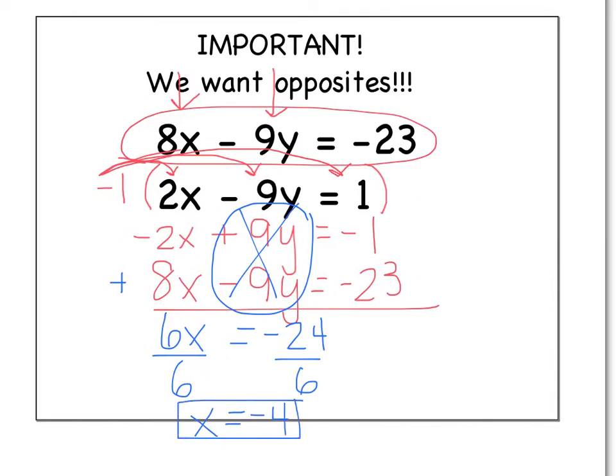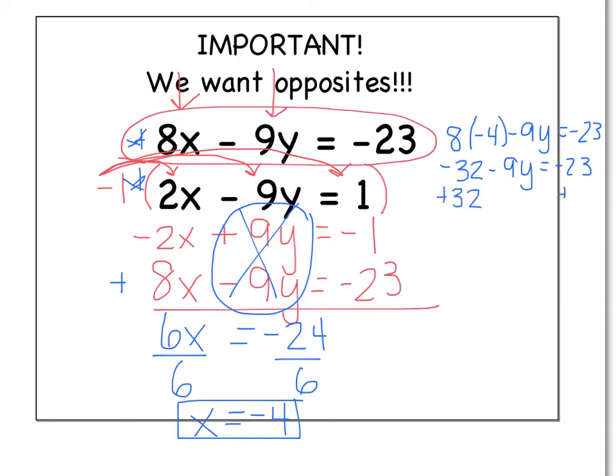Once I have my answer, I can plug it back into either one of the equations from the top in order to get my y. So I'm just going to choose the top one. We have 8 times our x, which is negative 4, minus 9y equals negative 23. 8 times negative 4 is negative 32, minus 9y equals negative 23. I have to add 32 to both sides, because now our goal is to get that y by itself. So we have negative 9y equals, we have to do 32 minus 23. We get 9.